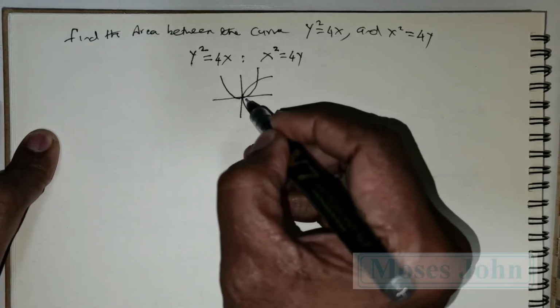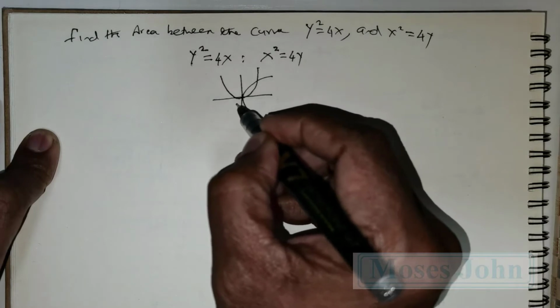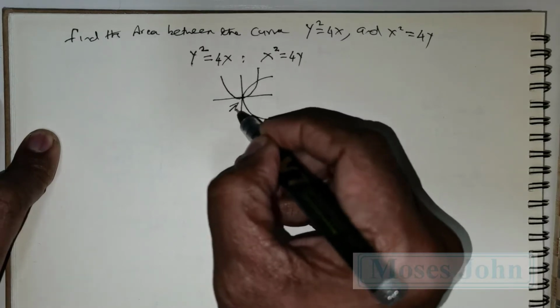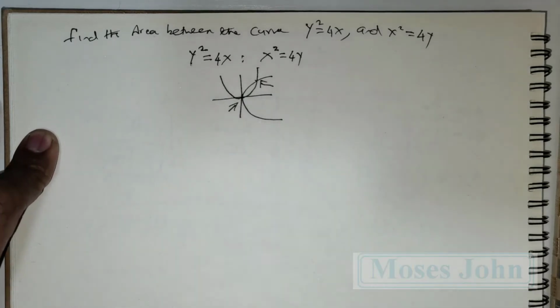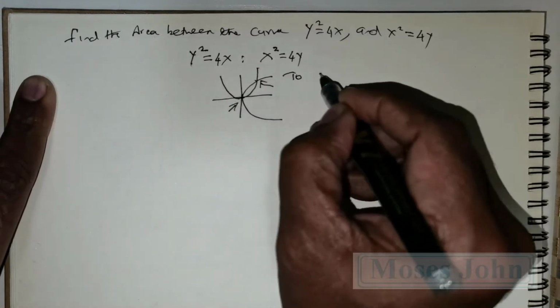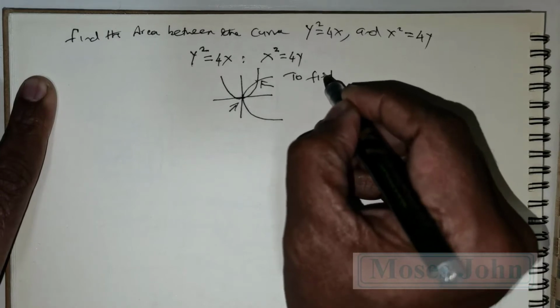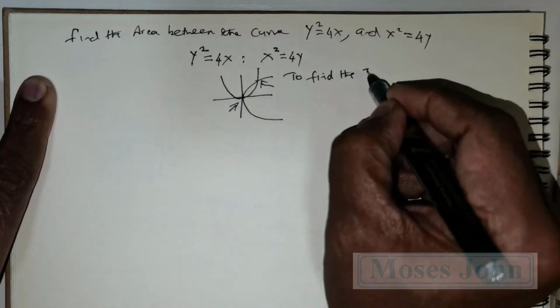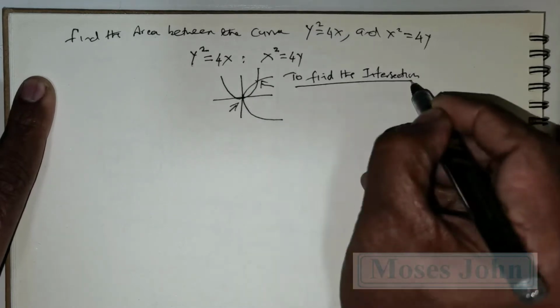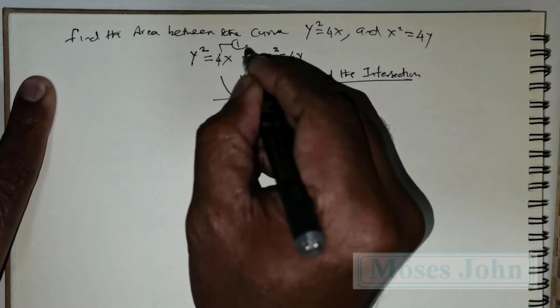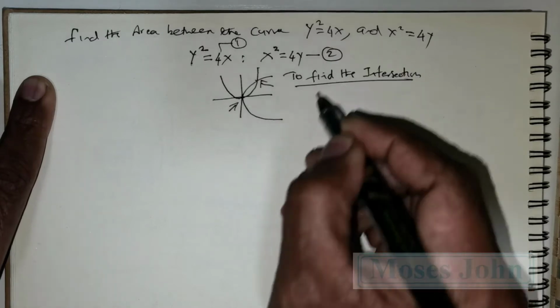One will be at the point that is indicated here, and the other would be over here. Now to find the intersection, what we have to do is solve equation 1 and equation 2.